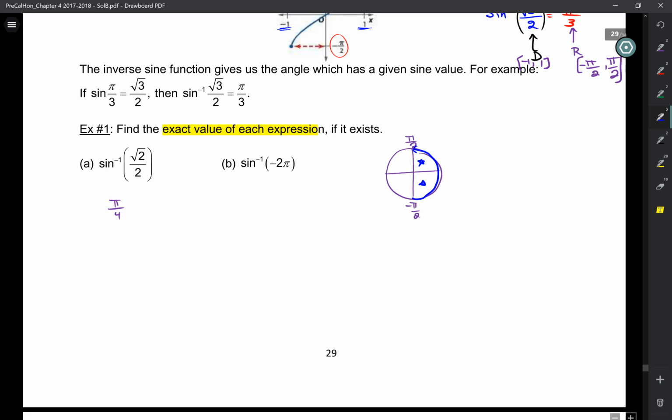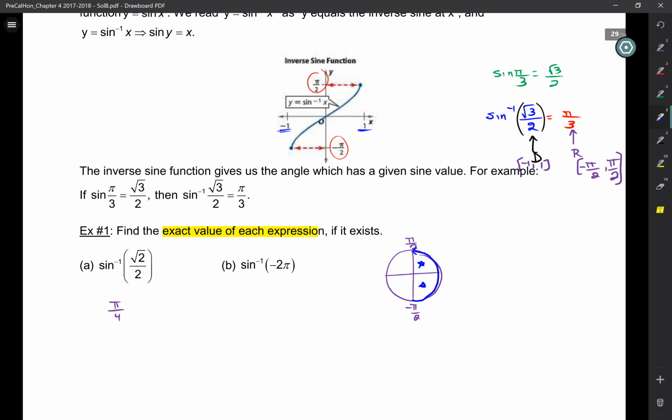Okay? All right. Inverse sine of negative 2 pi. For what angle do you get a value of negative 2 pi for the sine? Not possible. Not doing it. So you can't even find an angle. Remember what we said here, that the domain, the stuff inside the inverse sine, must be a number between negative 1 and positive 1. How much is negative 2 pi? It's negative 6.28. That is not between negative 1 and positive 1.